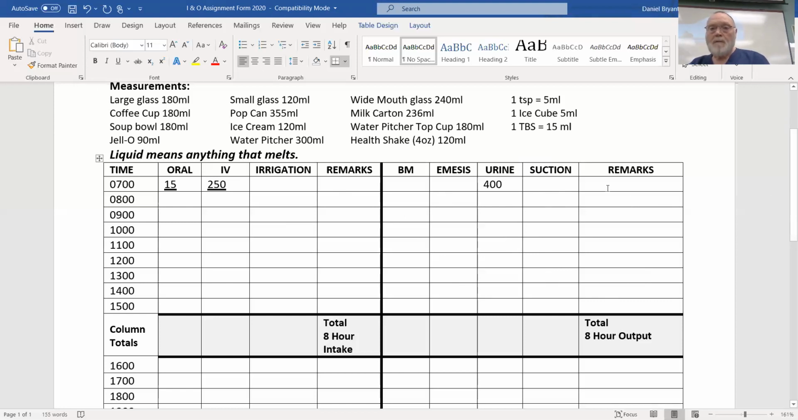Over here in the remarks, if you want to, clear yellow urine. You don't have to put that in there, but in the hospital we actually add stuff like that just so we know. All right. All those we got recorded for 7 o'clock.